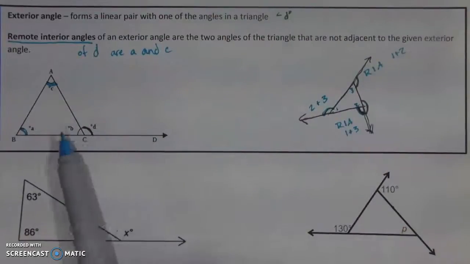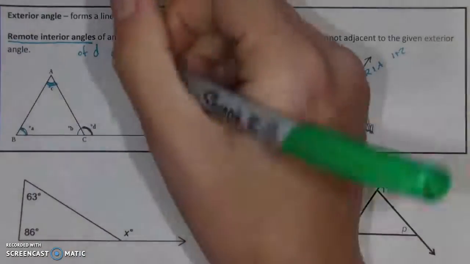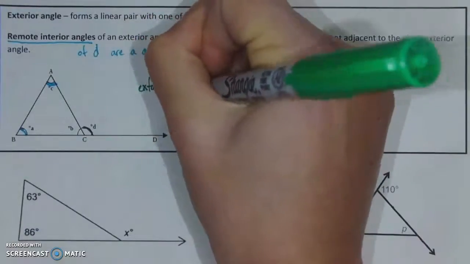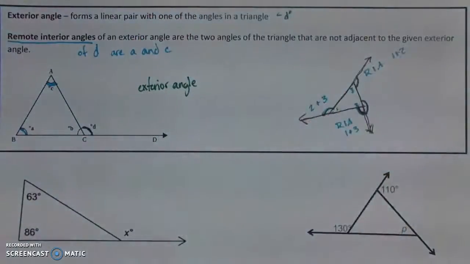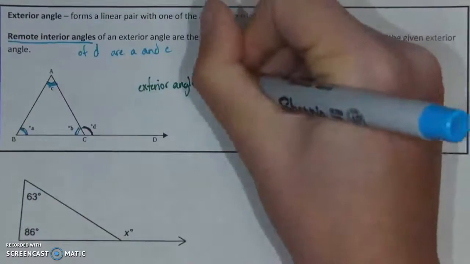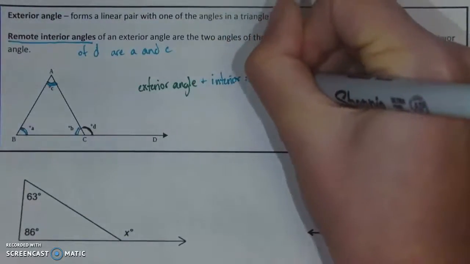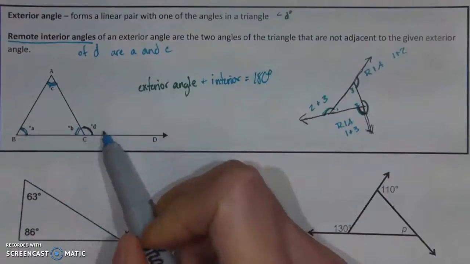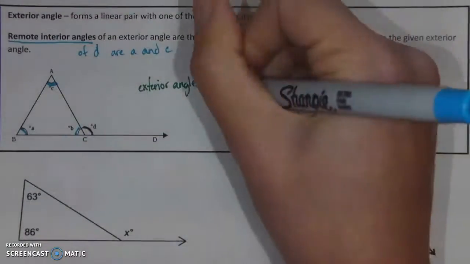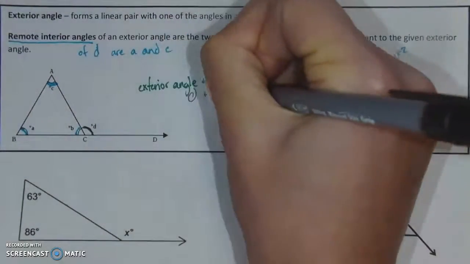Now, there ends up being a quite nice pattern here. First off, you know that an exterior angle plus its interior angle, so in this case B, will be equal to 180 degrees because they are a linear pair. So that means, according to this one, D plus B equals 180.